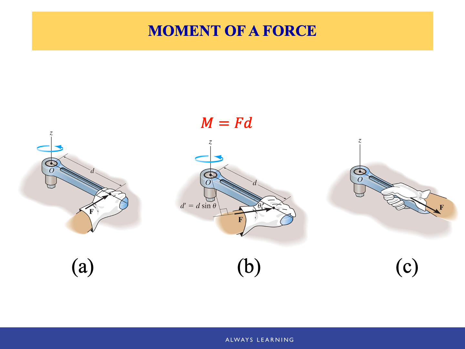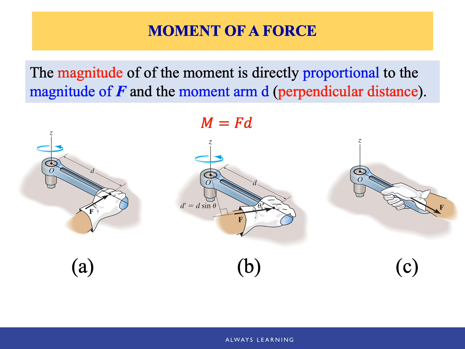Moment is a vector, which means it has a direction and it has a magnitude. So the magnitude of the moment is directly proportional to the magnitude of the force F and the moment arm D, where the moment arm D is defined as the perpendicular distance from the point O, where we're calculating moment about, to the line of action of the force. So in figure A, if we're applying the force in a direction that is perpendicular to the handle of the wrench, then the distance or the moment arm D is just the length of the wrench over here.